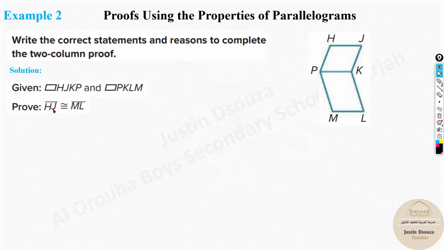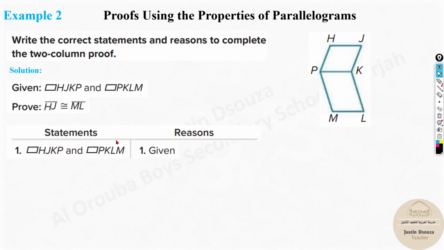Now here, how do we do HJ and ML? Let's do the two-column proof first. We know these both are parallelograms. If these are parallelograms, we know the opposite sides are equal, right? So we know HJ and PK are equal, ML and PK are equal. Now you can see that PK is the same side.